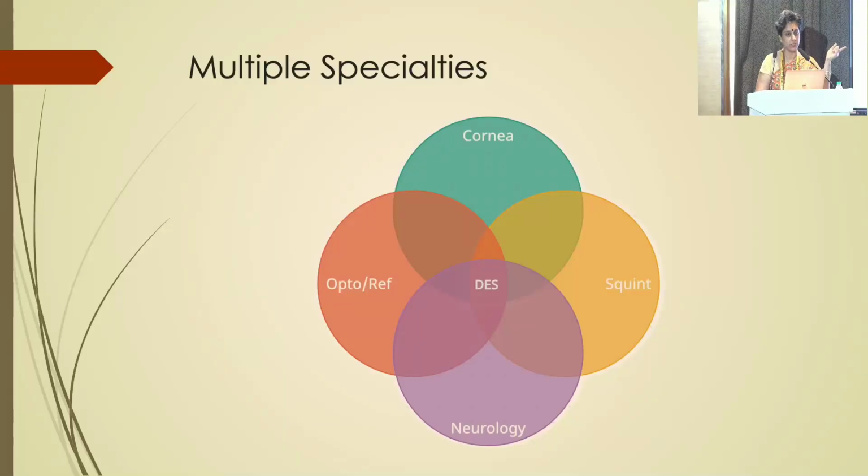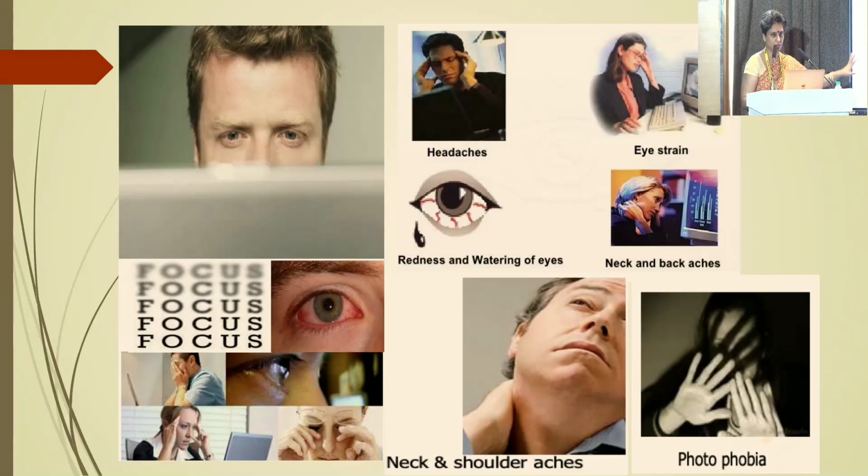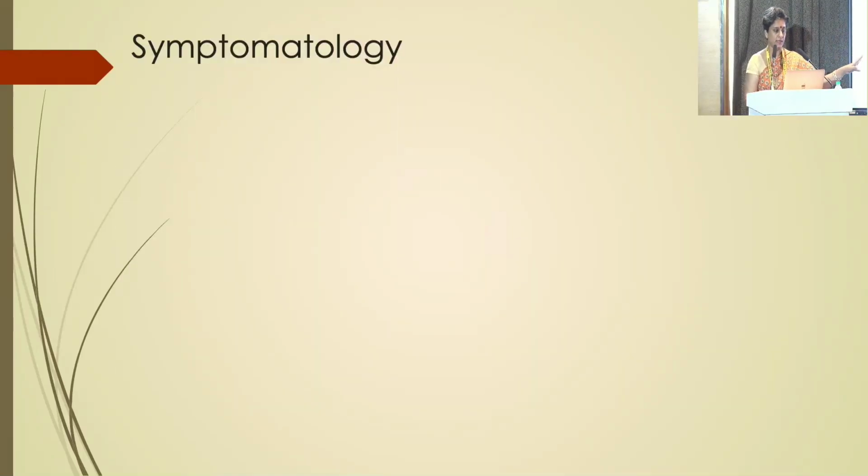They can go to the cornea specialist because of dry eye. They can go to the squint specialist because it induces your latent to manifest tropias. They can go to the optometrist because again they manifest smaller refractive errors, and to neurologists because of headache, eye strain, irritability, even sleep issues. So they can go to the neurologist or the neuro-ophthalmologist also. So it should actually be called a syndrome. Just look at the range of symptoms that can come.